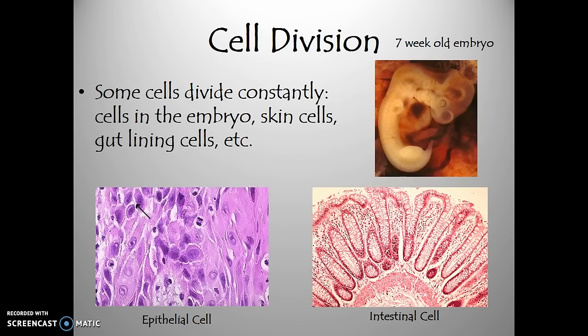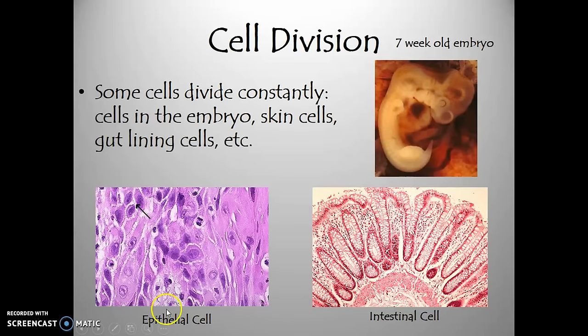So some cell types divide all the time, such as cells in an embryo. Here's a 7-week-old human embryo. And that makes sense because you have to go from one single cell to a whole living baby in just 9 months. So they are dividing very rapidly.